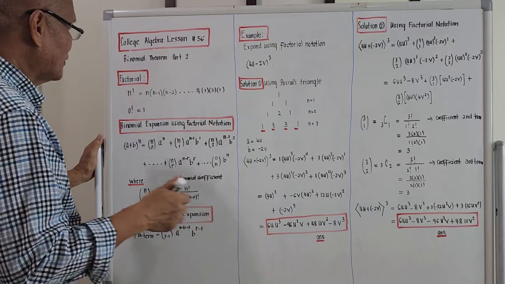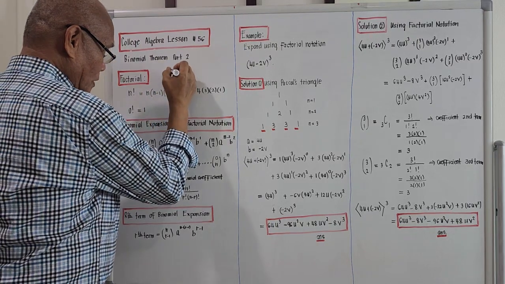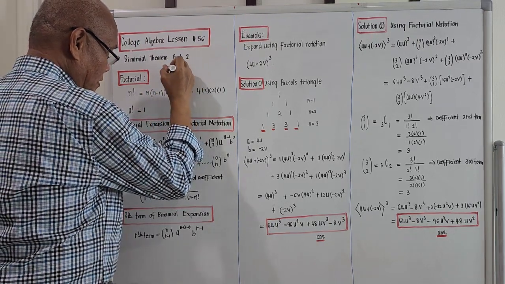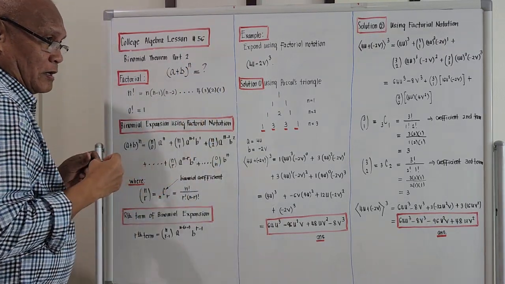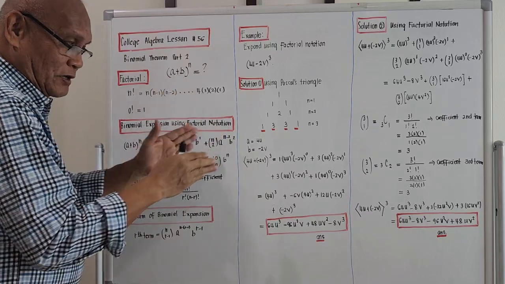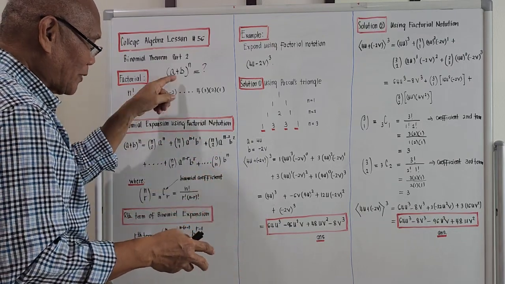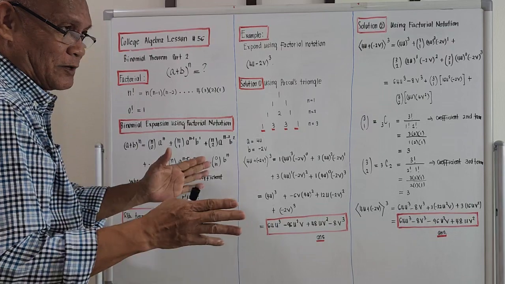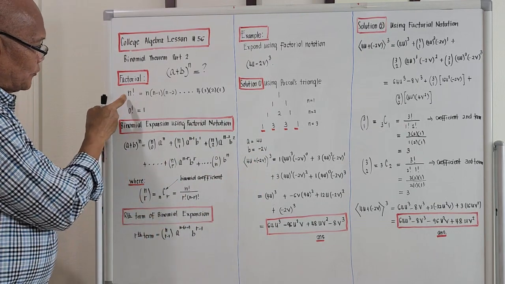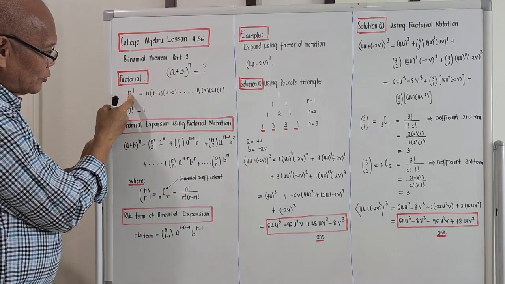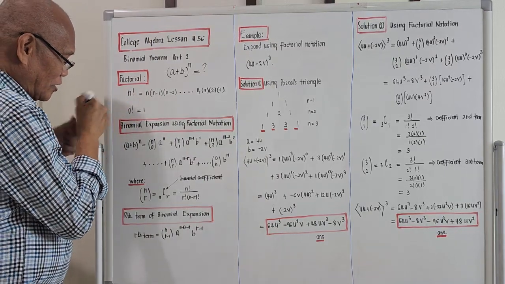To expand a binomial expansion of the quantity a plus b raised to n, we have done this one already by using Pascal's triangle, and for tonight we will be presenting the expansion of this by using factorial notation. But what is factorial notation? Factorial notation is something like this. If we got a small letter n with an exclamation mark over here, that is termed as factorial.